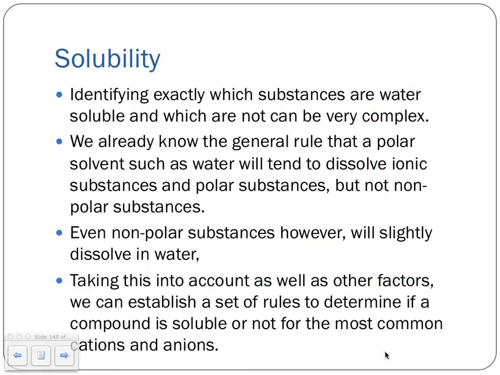Now, identifying which substances are going to precipitate out, that is, which ones are water soluble and which are not water soluble, can be pretty complex. We already know a couple of general rules here, and that's that a polar solvent like water, remember water is H2O, has hydrogens that are not nearly as electronegative as the oxygen, and so it forms a polar covalent bond as those electrons end up on that oxygen, giving a partial negative on this side and a partial positive on this side.